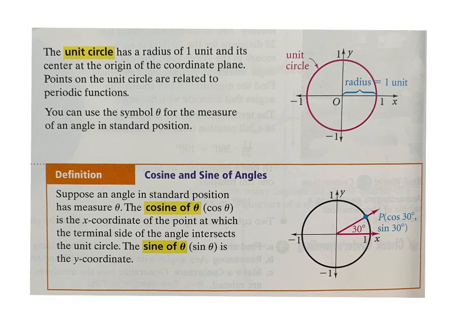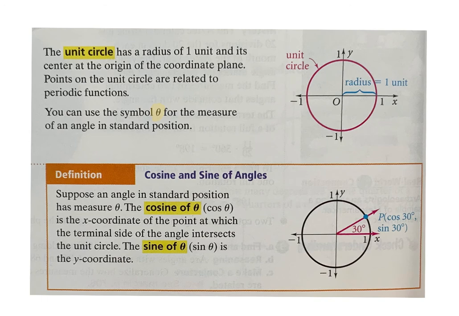You can use the symbol theta. This is a symbol you will see. Theta is just a Greek letter for the measure of an angle in standard position. If you study vectors in physics, they will often use theta, because that is standard position.